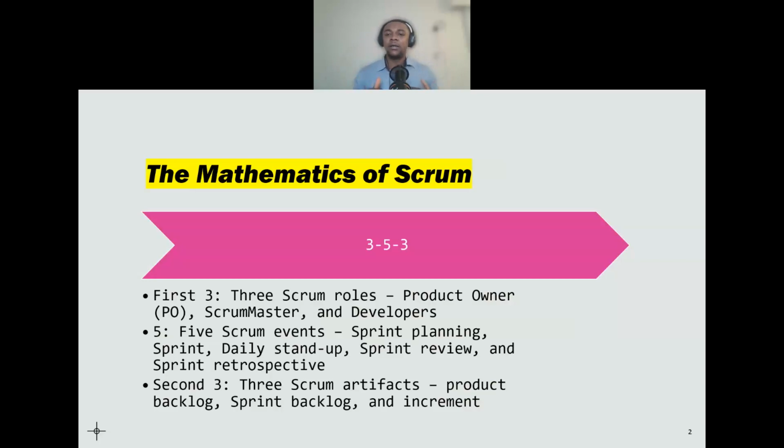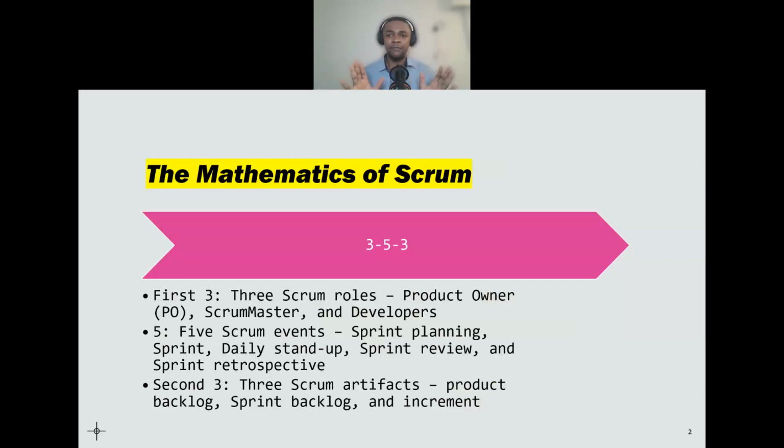The last, or the second three in our mathematical formula, is the three artifacts. By artifact, it means byproducts, right? In archaeology, we have what is called archaeological artifacts, but we're not doing archaeology at this point. So this is Scrum, so let's pay attention to Scrum. And there are three artifacts in Scrum. You have the product backlog, you have the sprint backlog, and then you have increments.